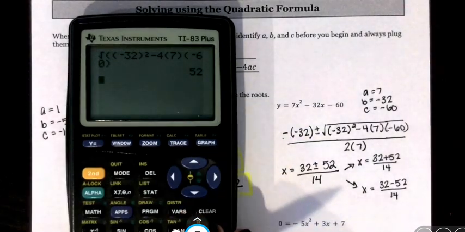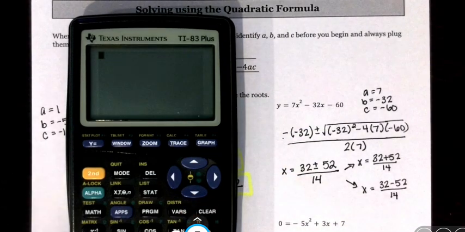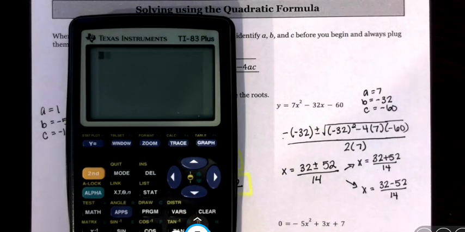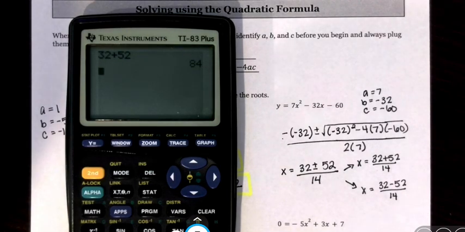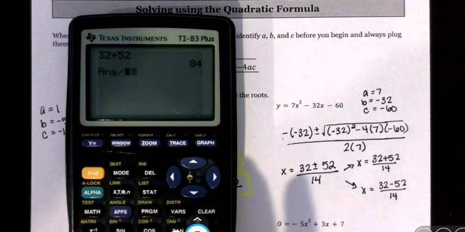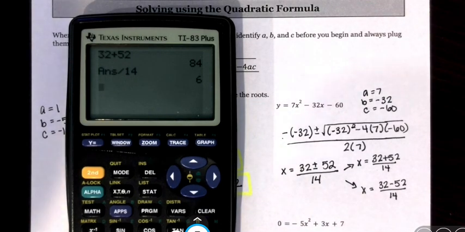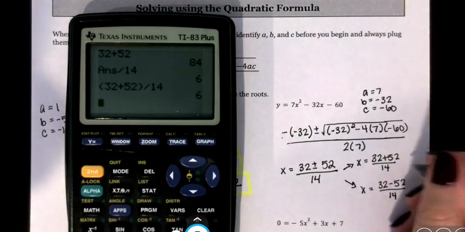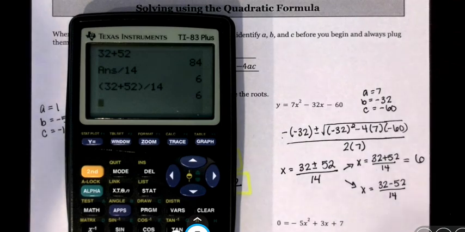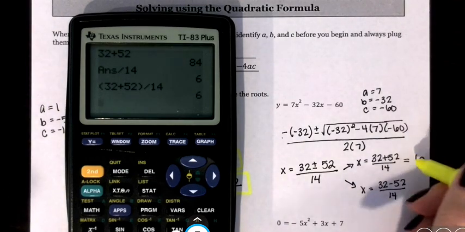If you are using a calculator for this, so for this top one, 32 plus 52, you have to hit enter first and then divide by 14. Or you have to put your numerator in parentheses. So I could do parenthesis 32 plus 52 divided by 14. And then we get our x-intercept is 6. So that's one of them.